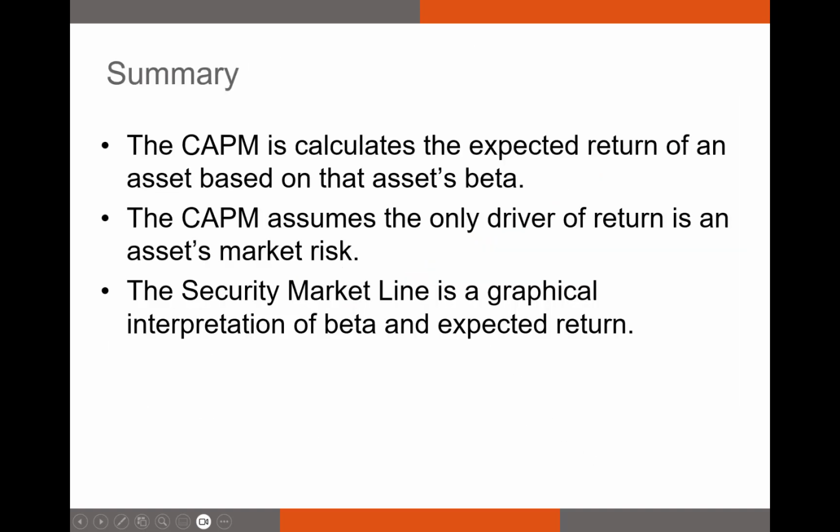Okay, let's summarize. The CAPM calculates the expected return of an asset based on that asset's beta. The CAPM assumes that there's only one driver of return, and that driver is the asset's market risk. And then finally, we talk about the SML, and that's just a graphical interpretation of the relationship between beta and expected return.